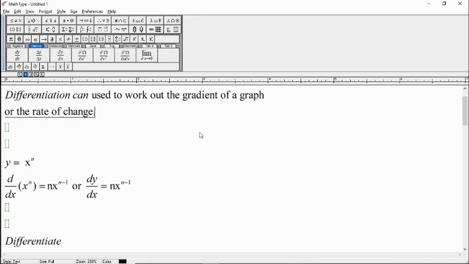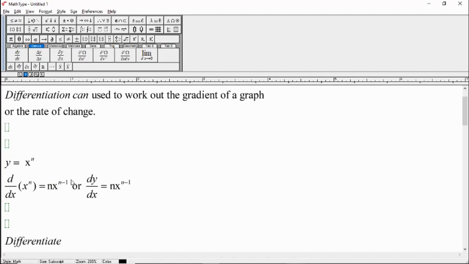We're just going to go into the power rule. So let's go into our first rule here. This is the power rule. So y equals x to the power of n. To work out the derivative of y equals x to the power of n, you multiply the x by the power, i.e. n, and then you subtract 1 from the power n. And there you have worked out the derivative. There you have differentiated x to the power of n.